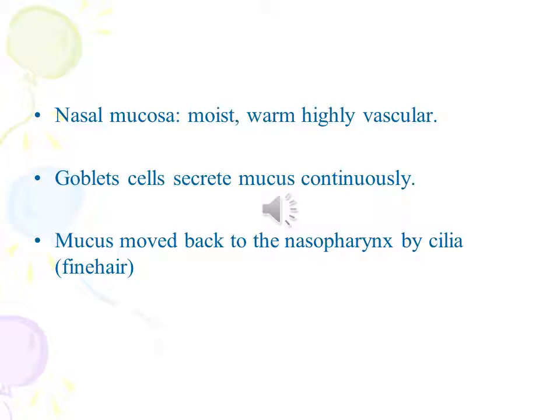Also, there is a nasal mucosa that is responsible for moistening and warming, and it is a highly vascularized area. There are goblet cells, which are also responsible for secreting mucus continuously as a defense against microorganisms. Also, the mucus is moved back to the nasopharynx by cilia, which are the fine hairs.